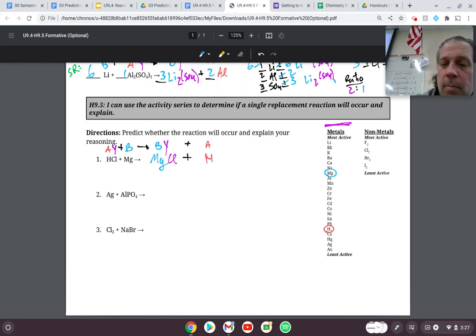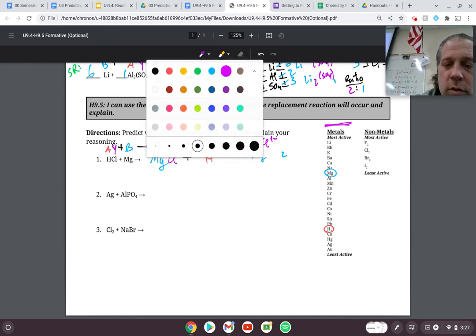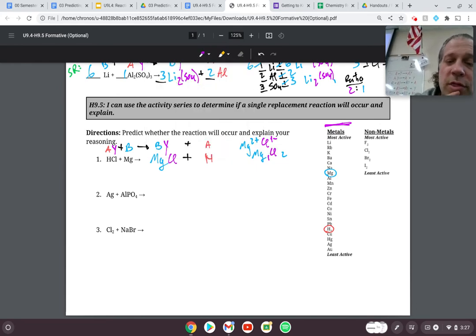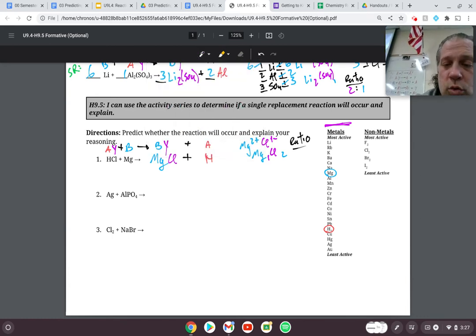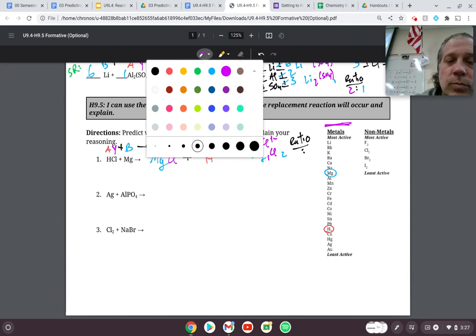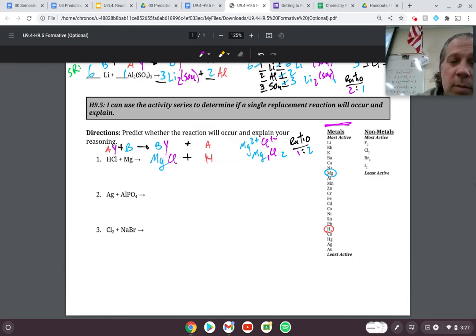Magnesium has a charge of +2. Chlorine has a charge of -1. I crisscross those charges down, and I get Mg1Cl2. So I'm going to check my ratio, and my ratio is 1:2. So I can't really simplify that. But I do need to have a 2 behind chlorine here. So that's going to go there.